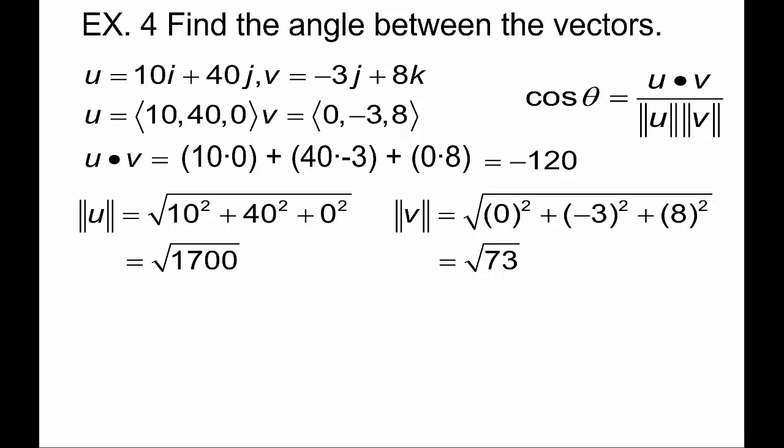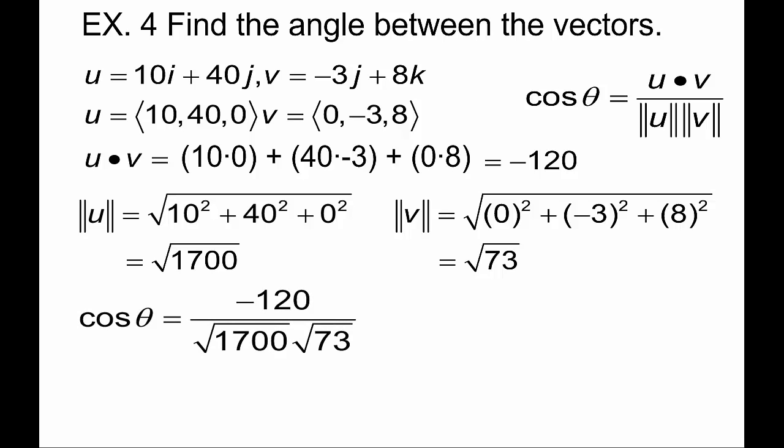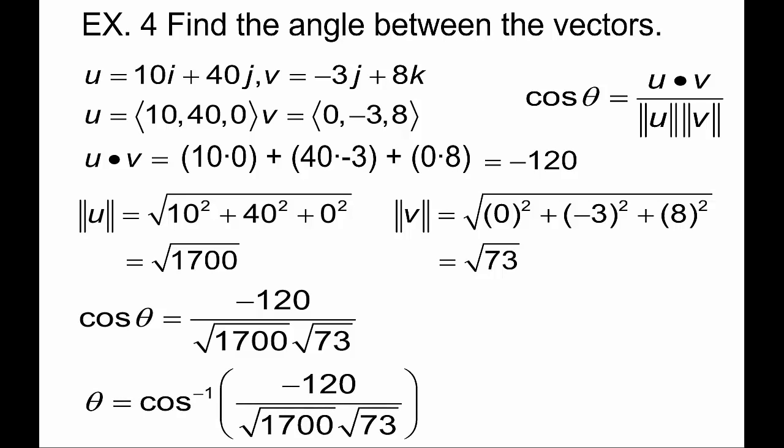So now I'm going to take my 3 pieces that I found and plug them into the formula. Cosine theta equals negative 120 over the square root of 1700 times the square root of 73. Like I said earlier, to find theta, we will take the inverse cosine of both sides and type this into our calculator. So inverse cosine of negative 120 over the square root of 1700 times the square root of 73. And make sure that you're in degree mode. You should get that the angle between these two vectors is 109.9 degrees.